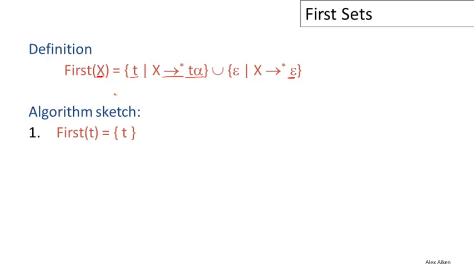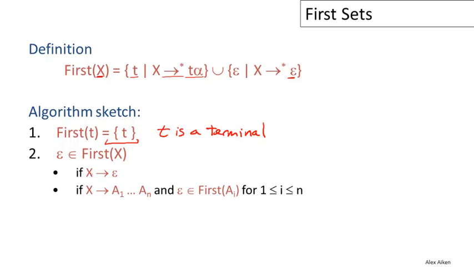All right, so now here's a sketch of the algorithm. First of all, for any terminal symbol, the only thing terminals can produce is themselves. So here T is a terminal. For every terminal symbol, its first set consists of the set containing only that terminal. All right, so now let's consider a non-terminal X.